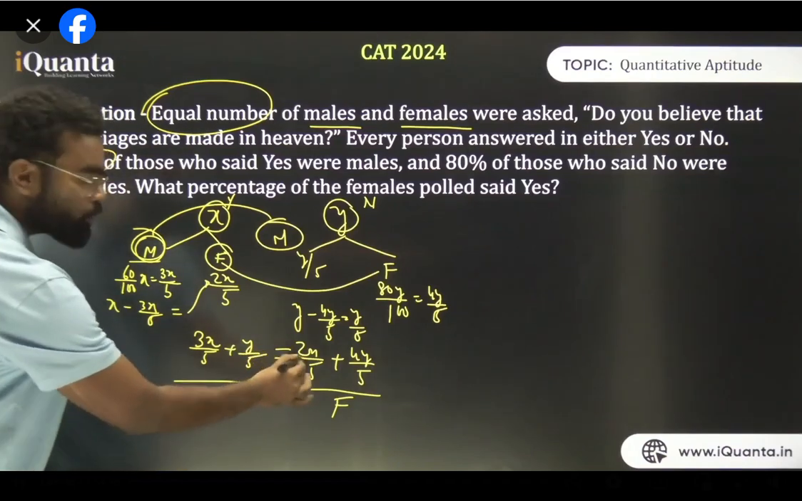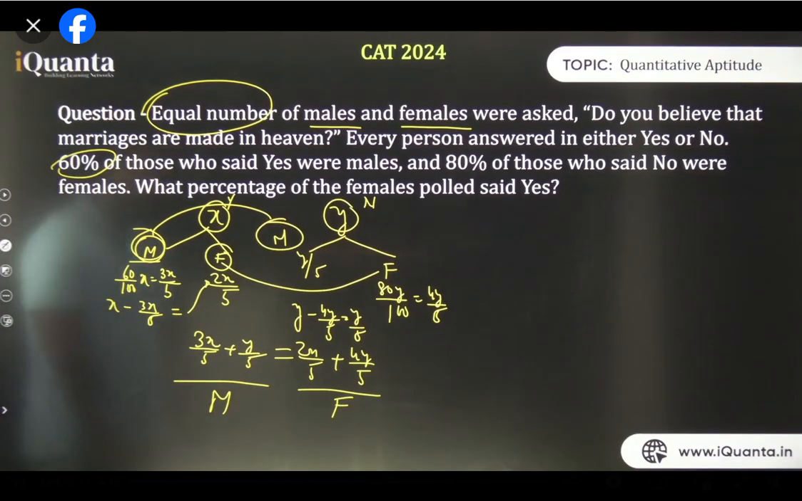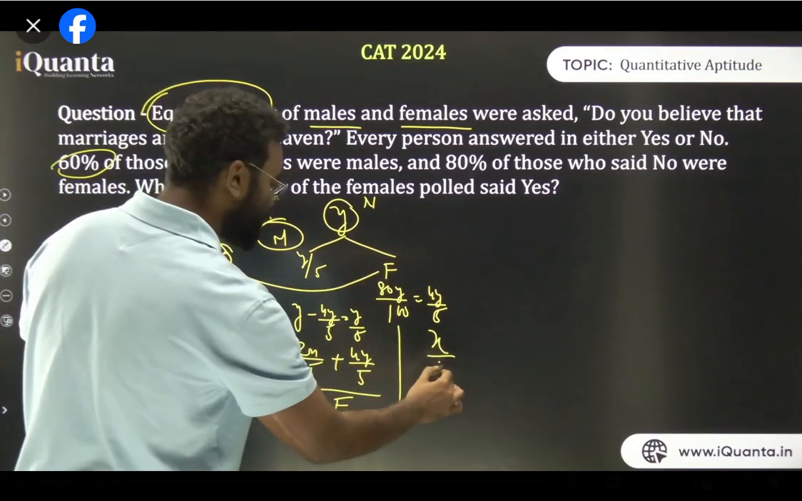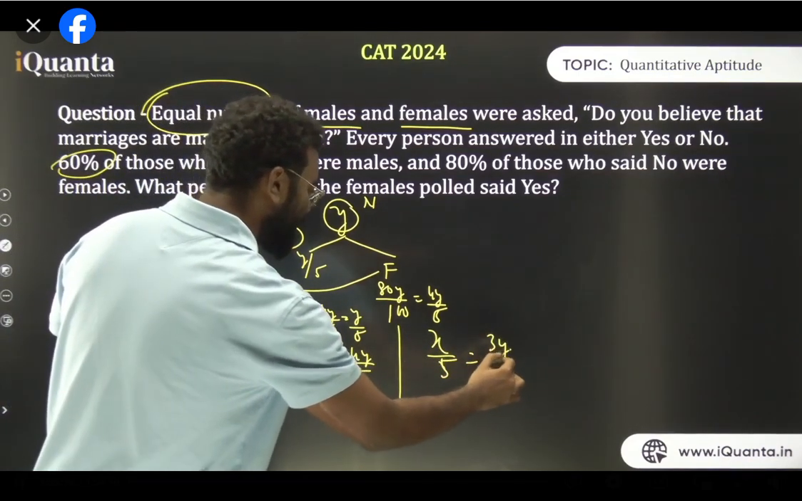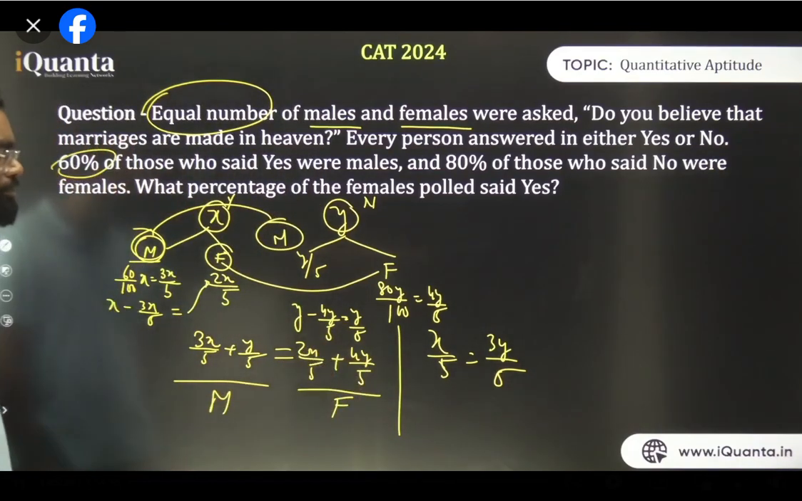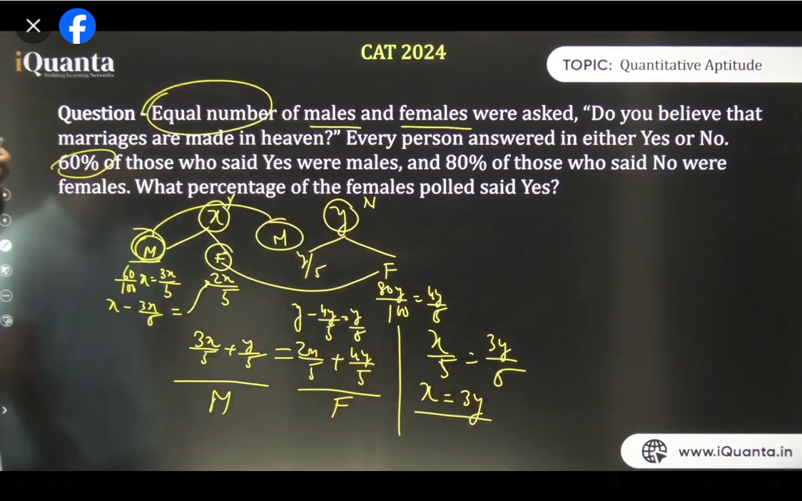If these two are equal, you can take it as 100 as well, that's no problem. So I can write from here that X upon 5 is equal to 3Y upon 5, because 2X by 5 comes here and Y goes there. So X upon 5 is 3Y upon 5, so X is equal to 3Y. That is the first thing we have got, X equals 3Y.